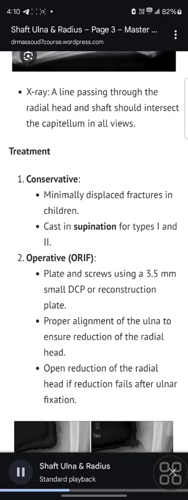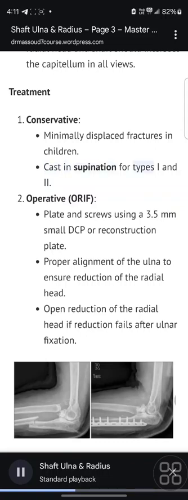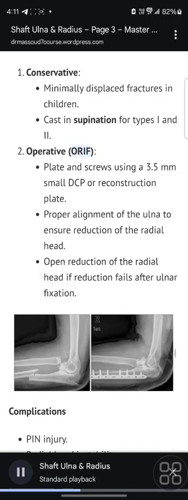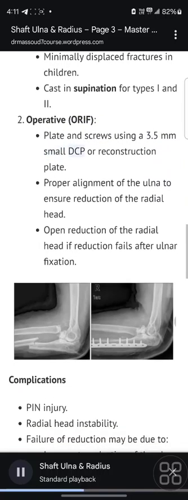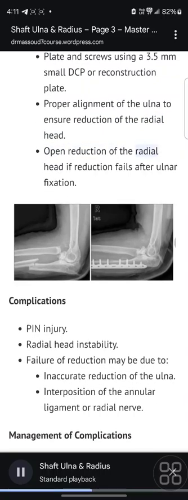Treatment. 1. Conservative. Minimally displaced fractures in children. Cast in supination for types I and II. 2. Operative, ORIF. Plate and screws using a 3.5 mm small DCP or reconstruction plate. Proper alignment of the ulna to ensure reduction of the radial head. Open reduction of the radial head if reduction fails after ulnar fixation.